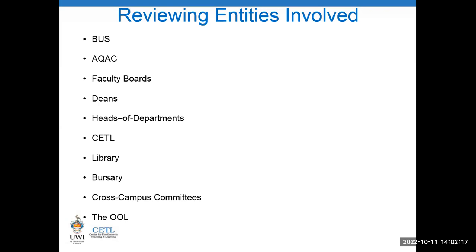and efficient way. Cross-campus committees would be, let's say, if a course is offered here, but it's also offered on the Mona campus, Five Islands, Cave Hill campus, or Open Campus. So there needs to be some sort of coordination because we're one university, but several different campuses. All right. And of course, the Office of Online Learning, otherwise known as the OOL, particularly if it's a blended or online course or program proposal.